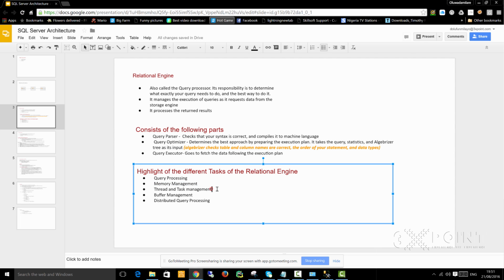It takes care of that, and it does the thread and task management as well. So what do we mean by thread? If you run a query, for example, depending on the logical CPUs you have for SQL Server, your query is being distributed into threads. So SQL Server Relational Engine manages this thread, and it gives the memory to the ones that need it. It releases the memory from the ones that don't need it, or the one that shouldn't be having that much memory. It does all this intelligent stuff.